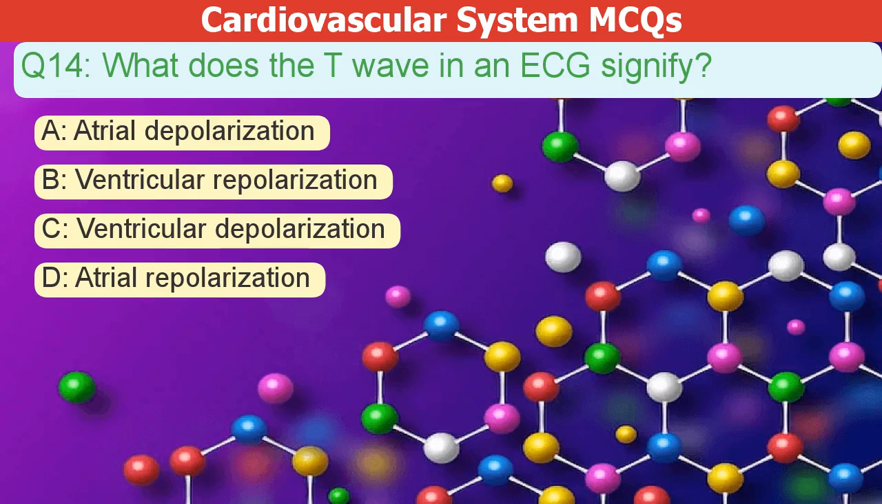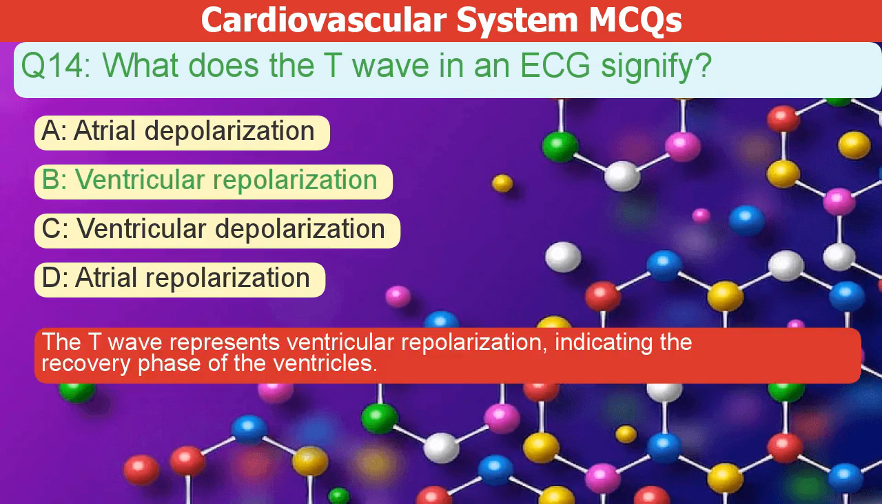What does the T wave in an ECG signify? A. Atrial depolarization. B. Ventricular repolarization. C. Ventricular depolarization. D. Atrial repolarization. The correct answer is B. The T wave represents ventricular repolarization, indicating the recovery phase of the ventricles.